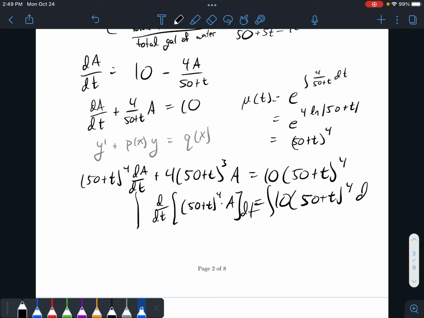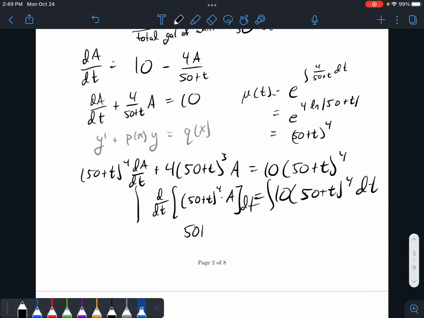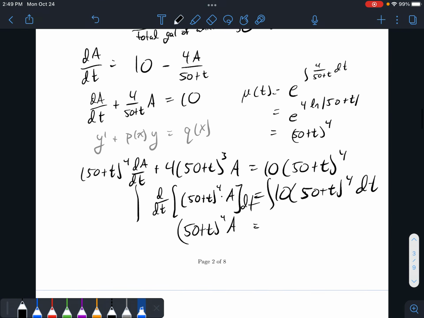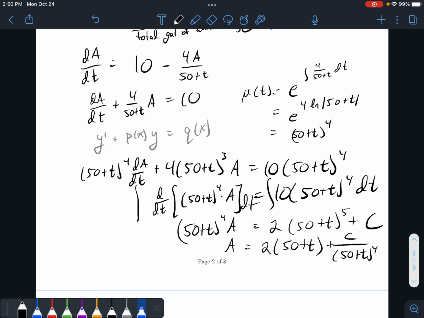So now we just integrate both sides with respect to the same variable, and we get 50 plus t to the 4th times A is equal to 1/5 of 50 plus t to the 5th, and then times 10. 1/5 times 10 is equal to 2. And then plus C as well. So then A would be equal to 2 times 50 plus t to the 5th divided by 50 plus t to the 4th, so this would be to the 5 minus 4. And then plus C over 50 plus t to the 4th.